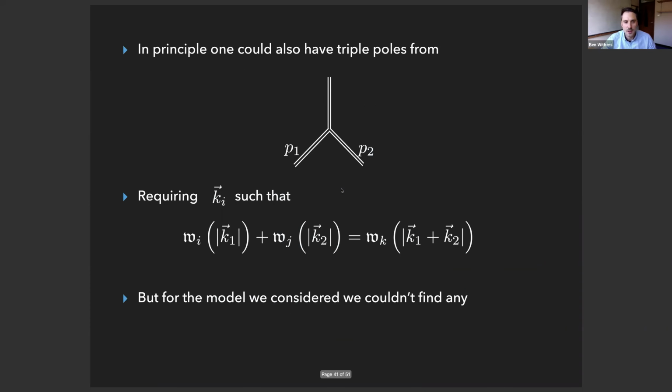Of course. One could also, in principle, have triple poles where all 3 are quasi-normal modes, and that would require a specific kind of relation between the dispersion relations for these quasi-normal modes. I think it's in principle possible, but it might be model specific. In the model we considered, bulk AdS5 CFT4 with delta 5/2, we couldn't find any of these points, but it's not impossible. I don't know why it would be impossible.